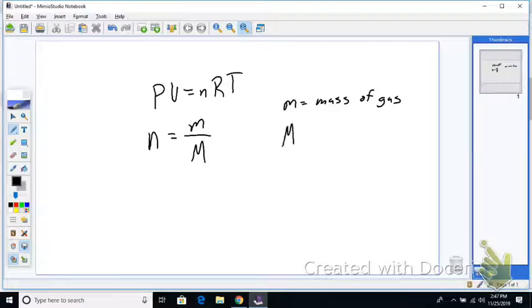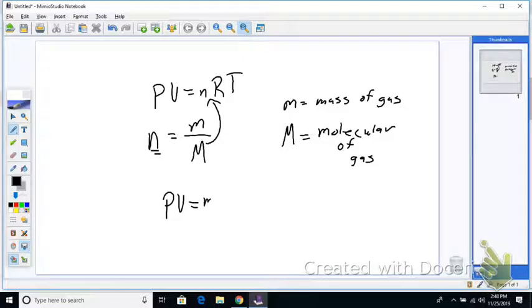And then capital M is the molecular mass of the gas. So if you take mass divided by molecular mass, what do you get? Moles. So what you do is you substitute this in right there. And you say, okay, PV now equals little m RT over capital M. Now we can solve for a liquid, and we can identify a liquid by doing experimentation of a volatile liquid.